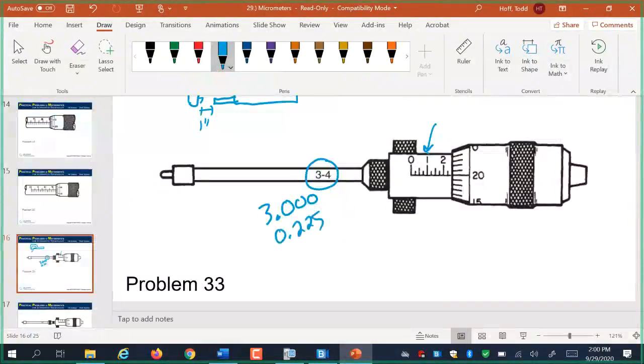Remember, these are still tenths. That's 0.1, 0.2, and then we're past the first quarter. And then, of course, the thimble reads 20 thousandths more. So this is 3.245 inches is what that's reading.